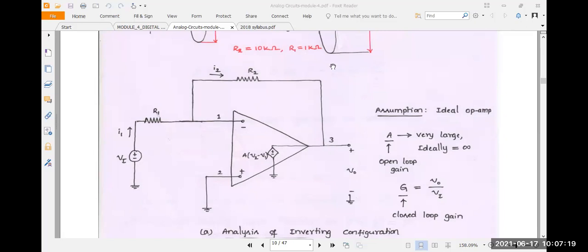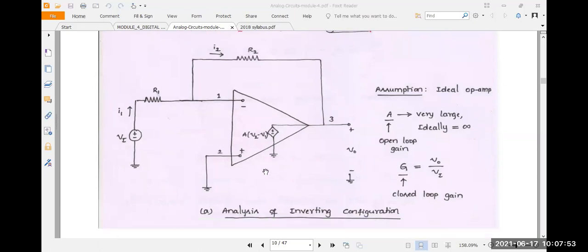Now take this diagram. It is the same op amp. The negative terminal is connected to Vi, and the source voltage is AC. The positive terminal is connected to ground. Then terminal number 3 is connected back to terminal 1 using the feedback resistance. They have written the V0 equation, the voltage source equation, that is A into (V2 minus V1). Understood?